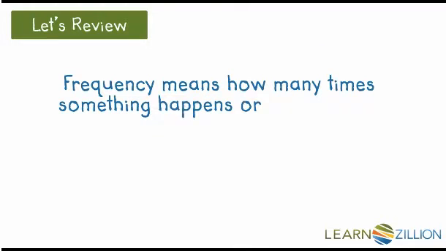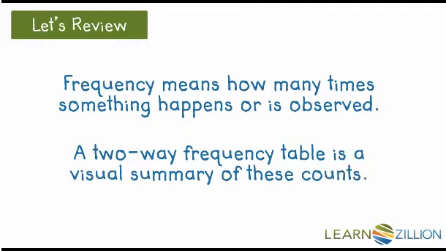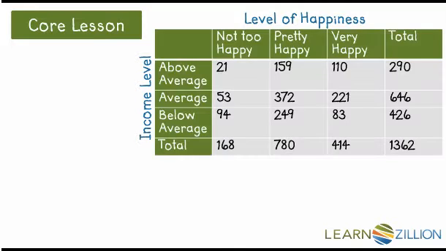Another thing to review is that frequency means how many times something happens or is observed. And a two-way frequency table is a visual summary of these counts. So remember, the numbers that you see in a two-way frequency table tell you how many times something was observed. So let's look at a two-way frequency table that's going to relate the level of happiness that a person reported to their income level. In other words, how much money they made. You can see they would either make above average, average, or below average income. And then they would say that they're not too happy, pretty happy, or very happy.